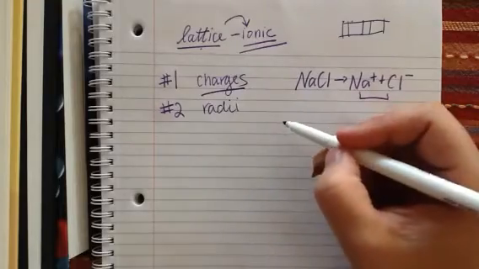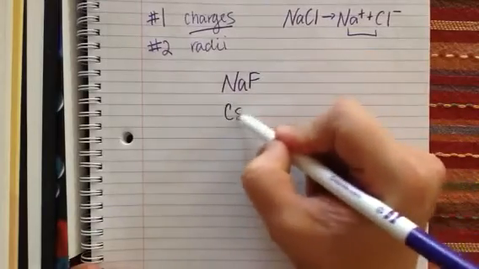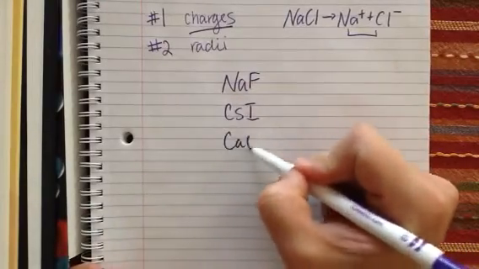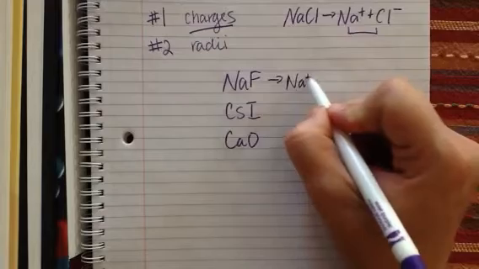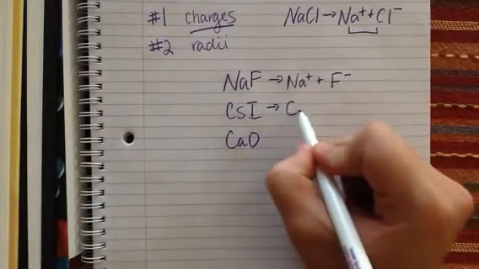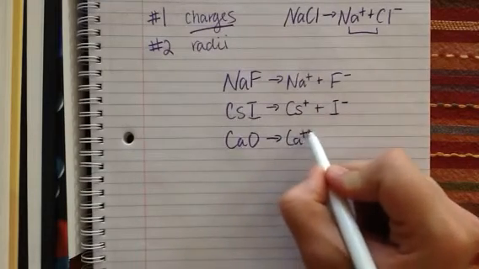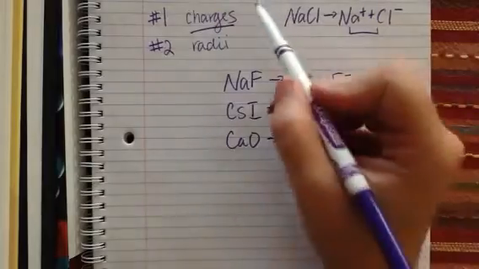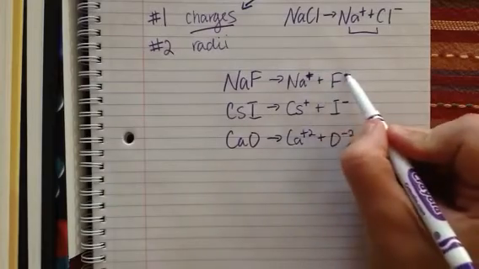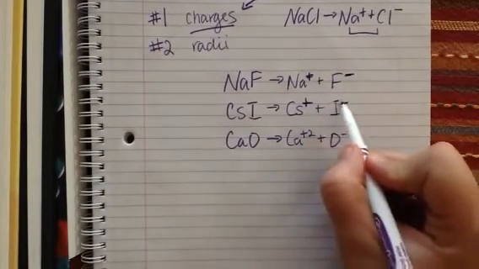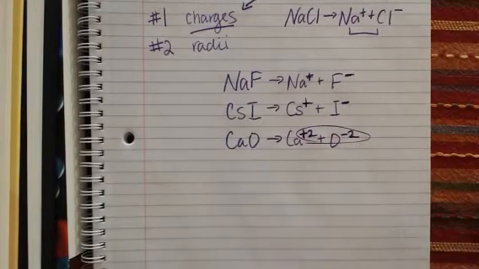So the example I have on your packet there is we're using NaF, CsI, and CaO. So if you think of those in terms of their ions, NaF breaks into Na+ and F-. CsI breaks up into Cs+ and I-. And then we have Ca2+ and O2-. So we said the first most important factor is the charges. So if you look here, the difference in charge, we're going from a +1 to a -1, also +1 to -1, and then this one's +2 to -2. This is a bigger difference in charge, obviously, than the other two.